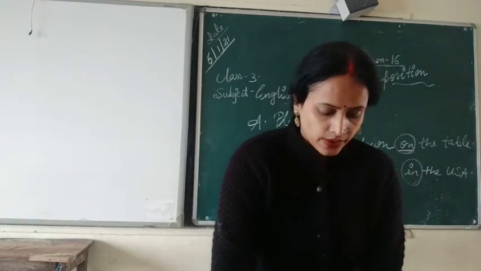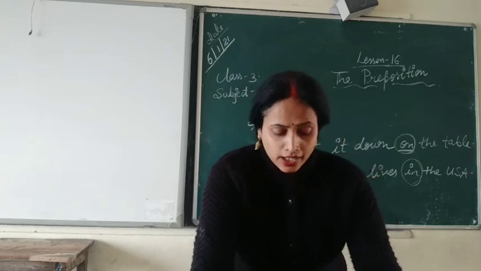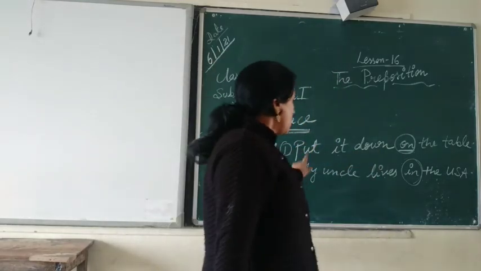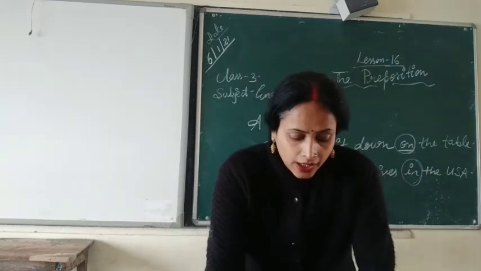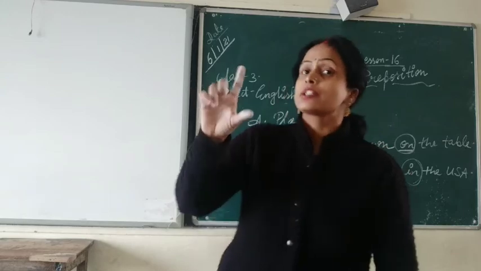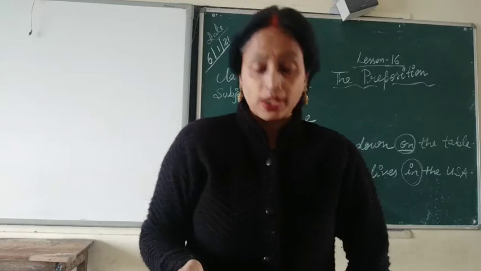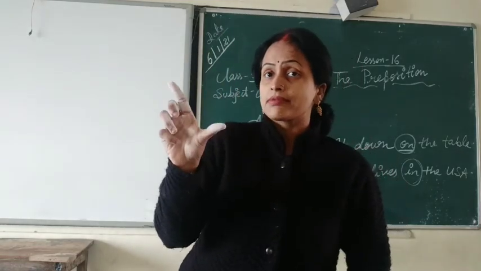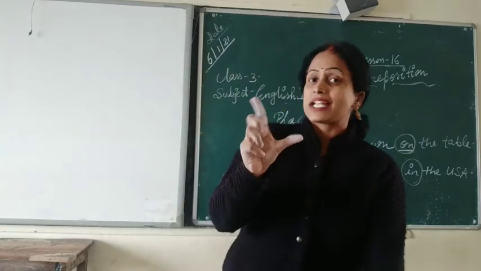So many others are also there for place: on, in, across, by, at. Examples I can give you now. Put it down on the table, already given. My uncle lives in the USA, this is also for place, in. Now, children ran across the road. Across the road is also telling you about a place. Now, we met her at the railway station. The railway station is a particular place, so at is used as a preposition.